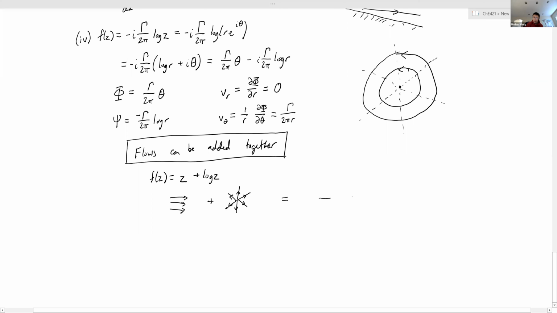Let me try and do this carefully because I'm not so great at drawing, and I'm even worse at drawing on this.